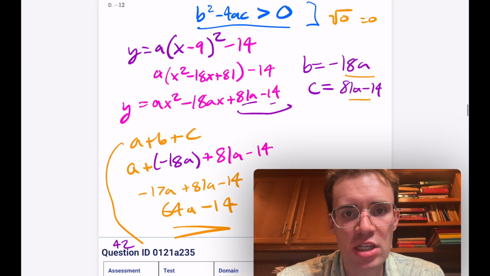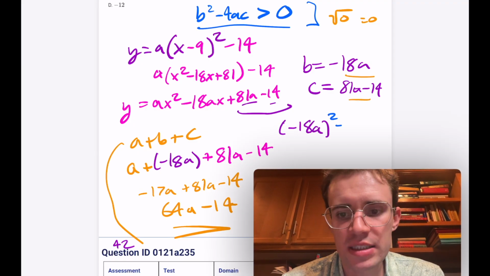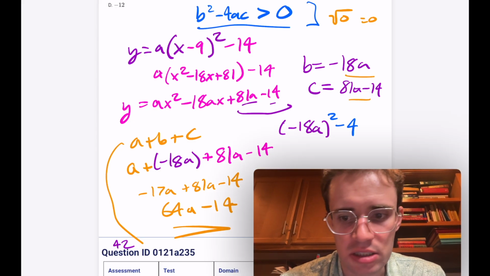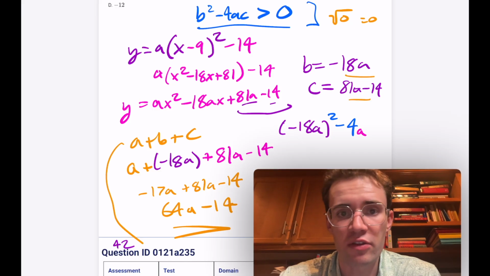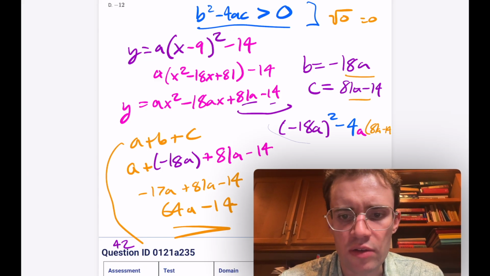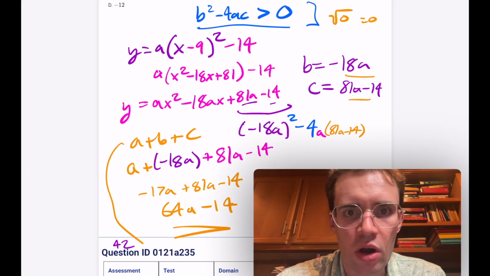So instead of b squared, I'll write negative 18a squared. Instead of minus 4ac, it'll be minus 4 times a, which is just itself, times c in terms of a, which is 81a minus 14. Let me move this over so I have a little more space. 81a minus 14, and this is all greater than 0.